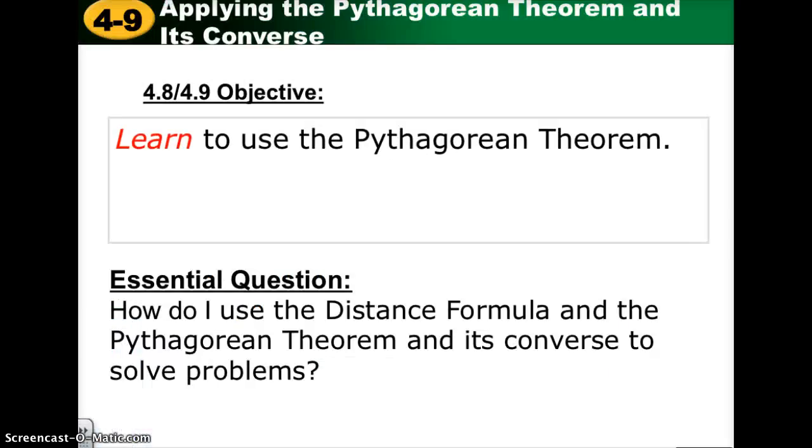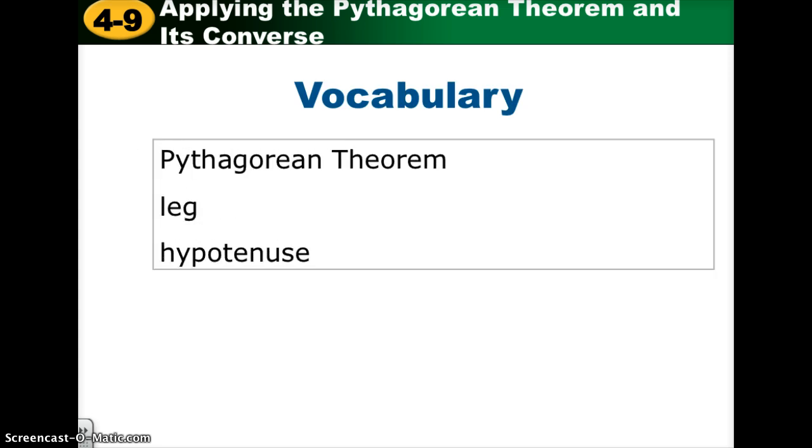Chapter 4, we're going to combine sections 8 and 9. Our objective is to learn to use the Pythagorean Theorem. Our essential question is, how do I use the distance formula and the Pythagorean Theorem and its converse to solve problems? Our vocabulary: Pythagorean Theorem, leg, and hypotenuse.